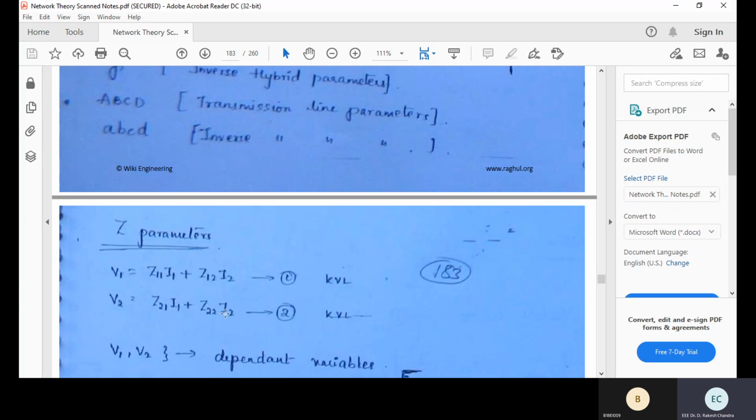To remember these equations easily and comfortably, you can form a matrix. This is V1 and V2, on the other side I1 and I2, and the matrix is Z11, Z12, Z21, Z22. You can form a 2 by 2 matrix with the Z parameters, a column matrix of V1, V2 and a column matrix of I1 and I2. In fact, it obeys the rules of matrix multiplication also.